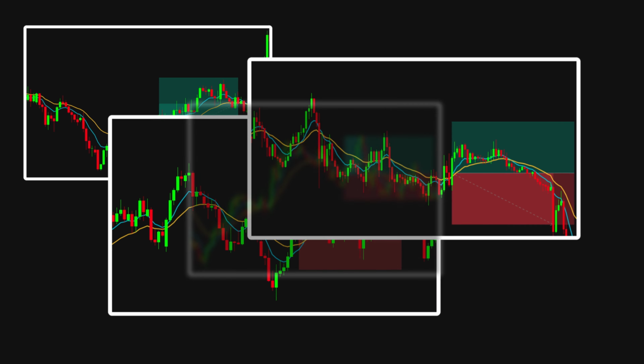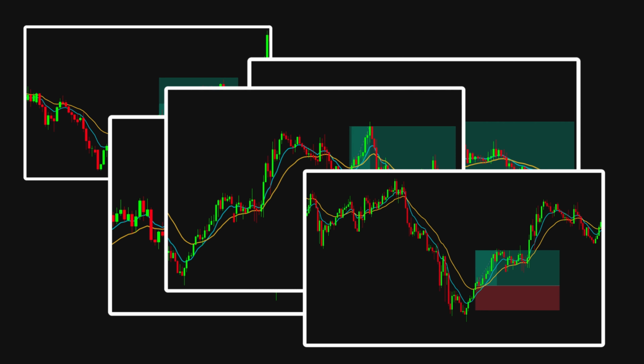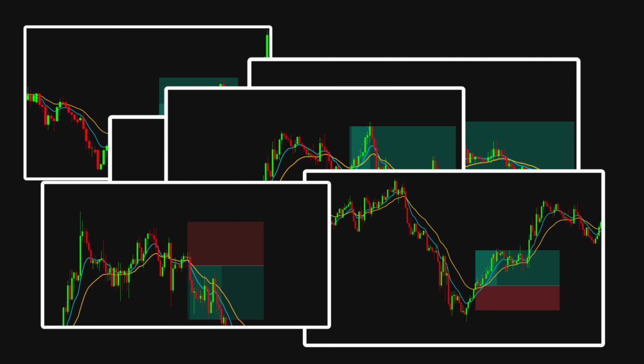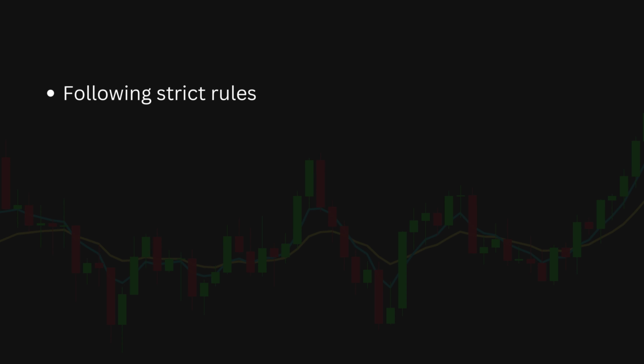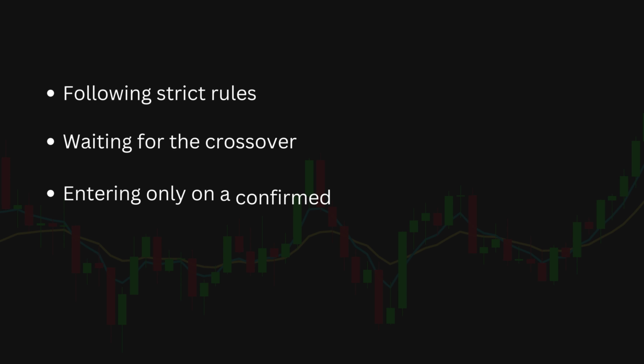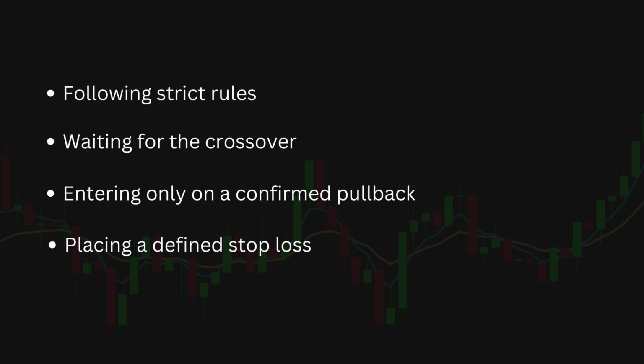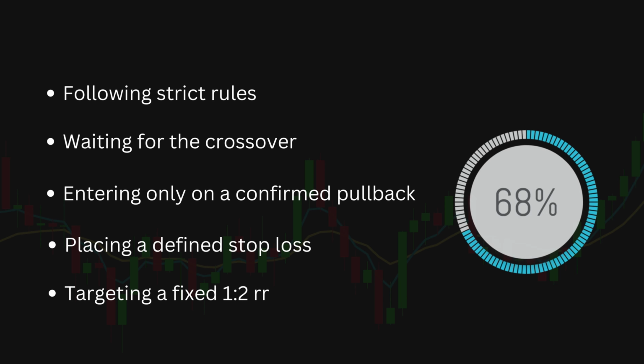I backtested this strategy on the 5-minute time frame during high-volume trading sessions, focusing specifically on London and New York hours where volatility and liquidity are strongest. Following strict rules, waiting for the crossover, entering only on a confirmed pullback, placing a defined stop loss beyond the micro swing, and targeting a fixed 1 to 2 risk-reward ratio, the overall win rate came out to 68%. That means the edge is real, but only when the rules are respected.